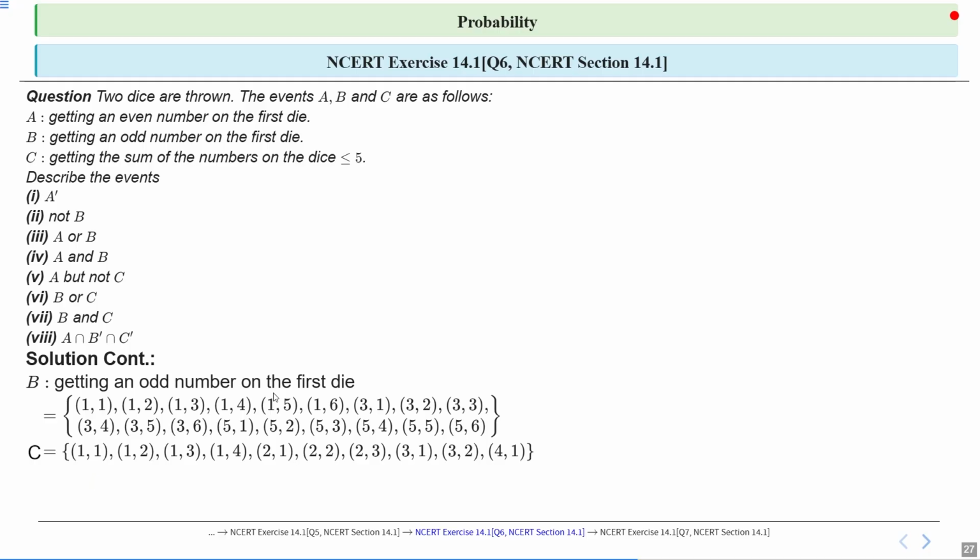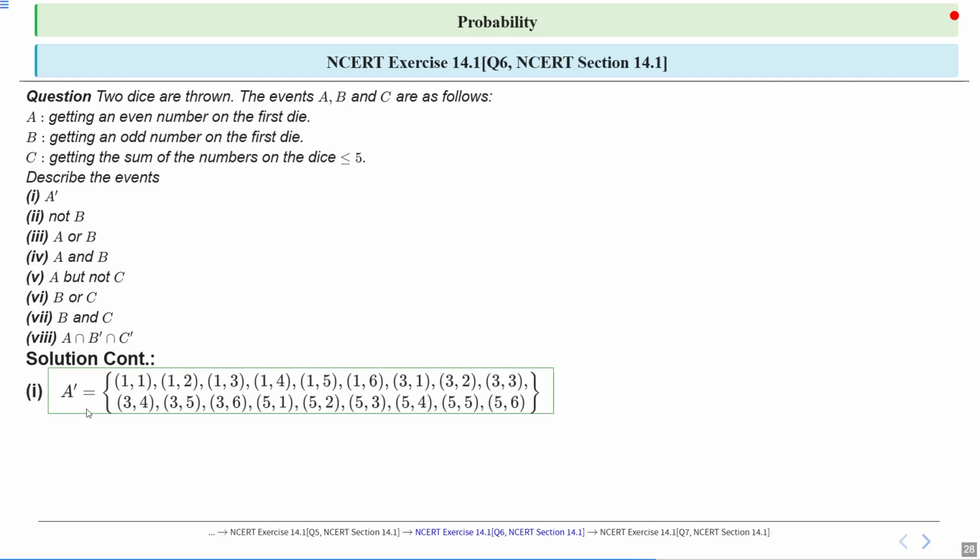So here, getting an odd number on the first die. So we take 1, 1, 1, 1. Okay, 2 we cannot take. Here 2 is not odd. Okay, odd number. So what is A complement? A complement is nothing but the ordered pairs which are not in event A but are in the sample space. Outside of event A you will get these ordered pairs. So the set containing these ordered pairs is nothing but the complement of event A. Clear?